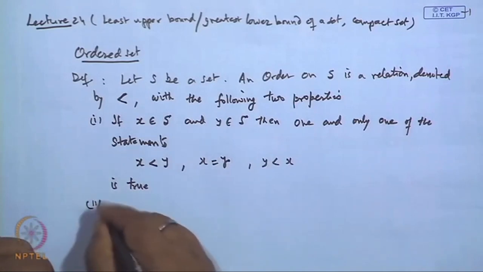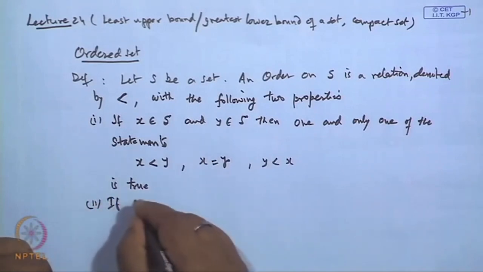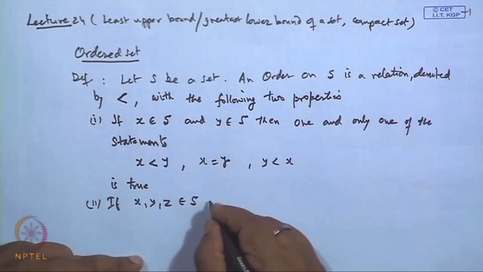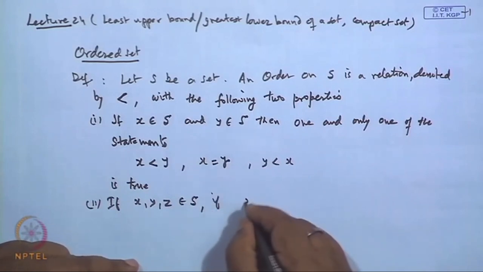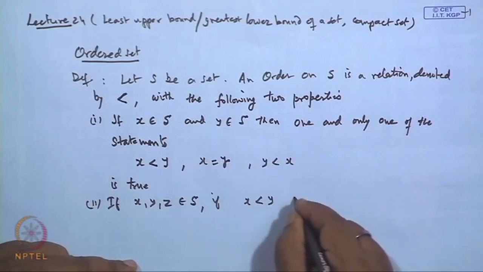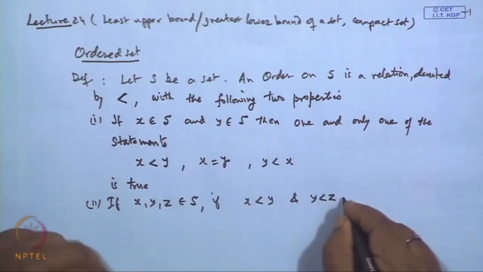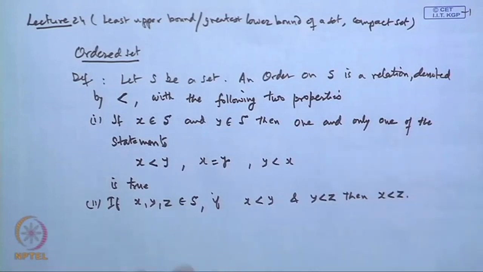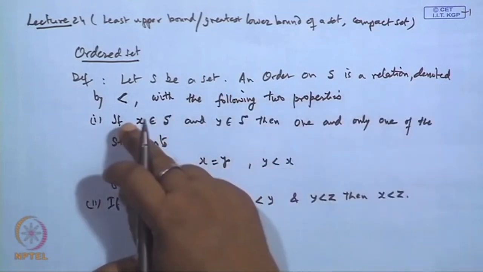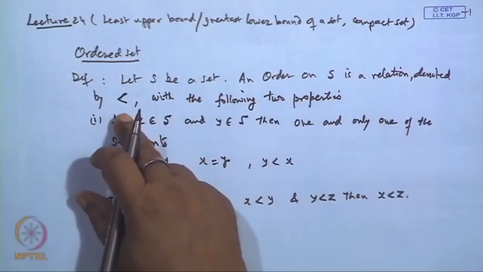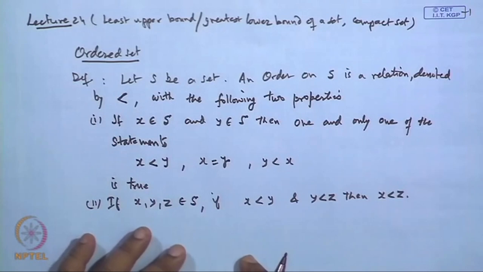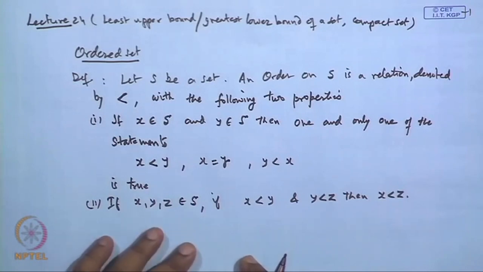And the second one is, if X, Y, Z are elements of S, and if X is less than Y and Y is less than Z, then X must be less than Z. So if a set S together with this relation, the less than sign, satisfies these two properties, then we say that this is an order on S.